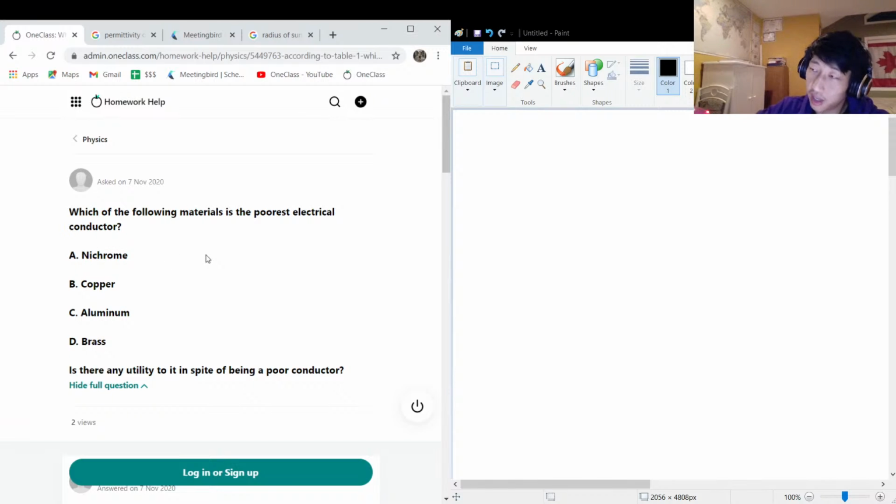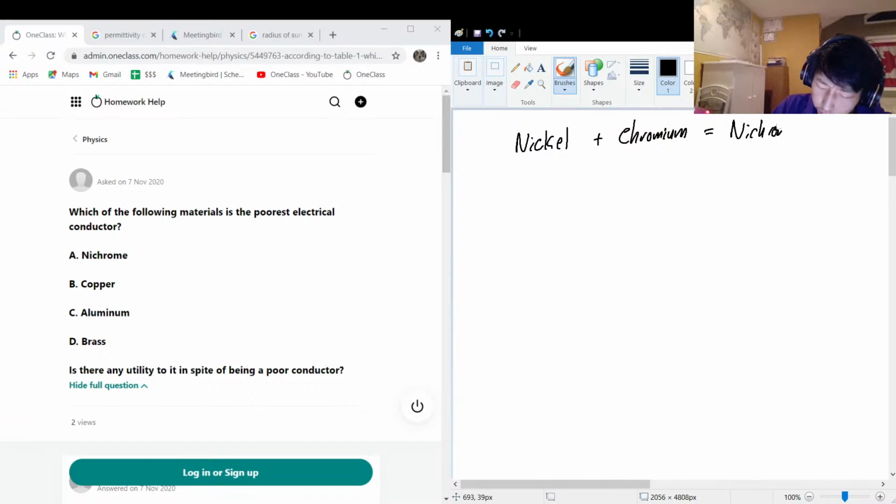Nichrome is a metal, which is a mixture of nickel plus chromium equals nichrome. Basically how that works is they take nickel, they take chromium, and they melt them down into a kind of metal soup, and when that metal soup of nickel and chromium solidifies again, it becomes a new alloy called nichrome. Alloy is another way of saying a mixture of metals, and they melt them down, mix them up, and then let it solidify. That's how alloys are made.